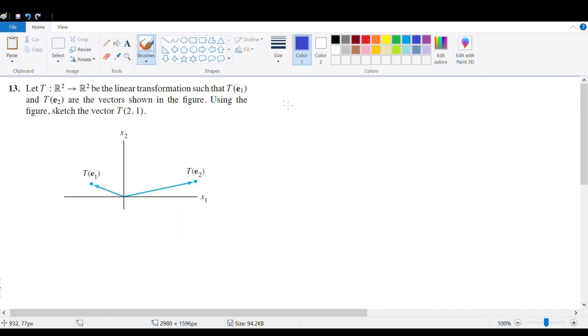Let T from R2 to R2 be the linear transformation such that T(e1) and T(e2) are the vectors shown in the figure. Using the figure, sketch the vector T(2, 1). So we are given the vectors T(e1), T(e2), and we need to sketch the vector T(2, 1). We know that the vector (2, 1) can be represented as 2e1 plus 1e2. So now T(2, 1) will be equal to 2T(e1) plus 1T(e2).